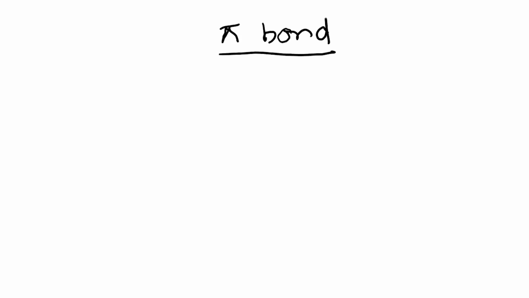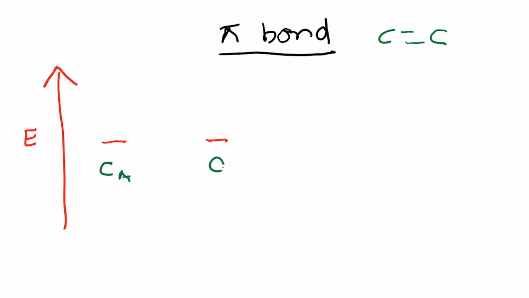But if I want to construct a molecular orbital picture for a carbon-carbon double bond, then what I would do is, my y-axis is energy, and then we have a p orbital for one carbon, and a p orbital for another carbon. So let's say this is a carbon-carbon double bond. Now this is carbon A, and this is carbon B.